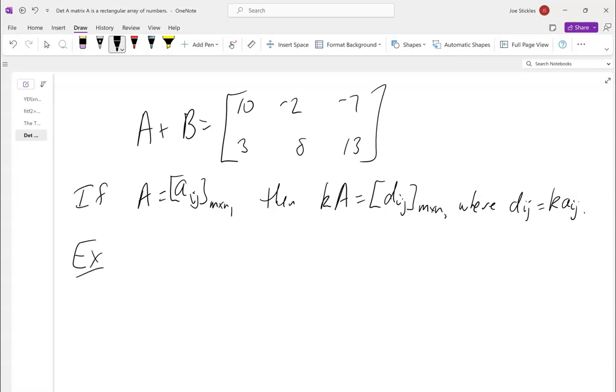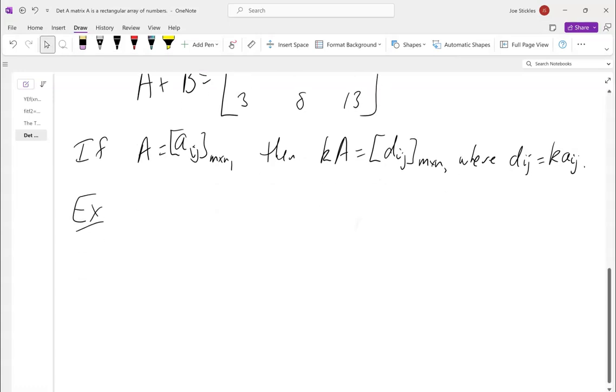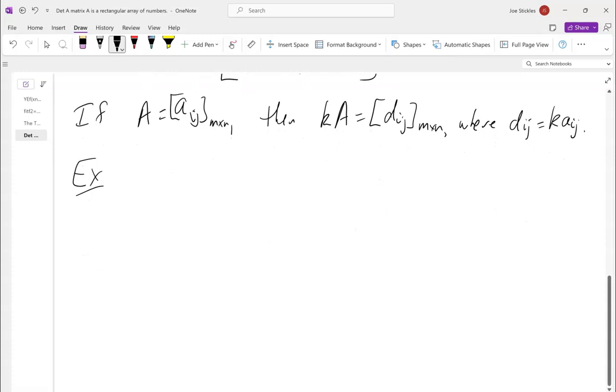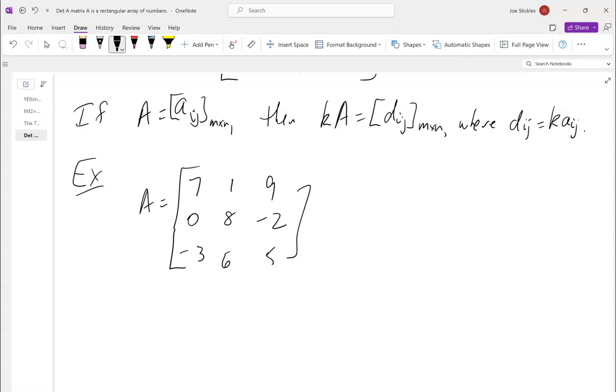So as an example here, if you have the matrix 7, 1, 9, 0, 8, -2, -3, 6, 5, and I ask you what is -3A, what would you tell me?